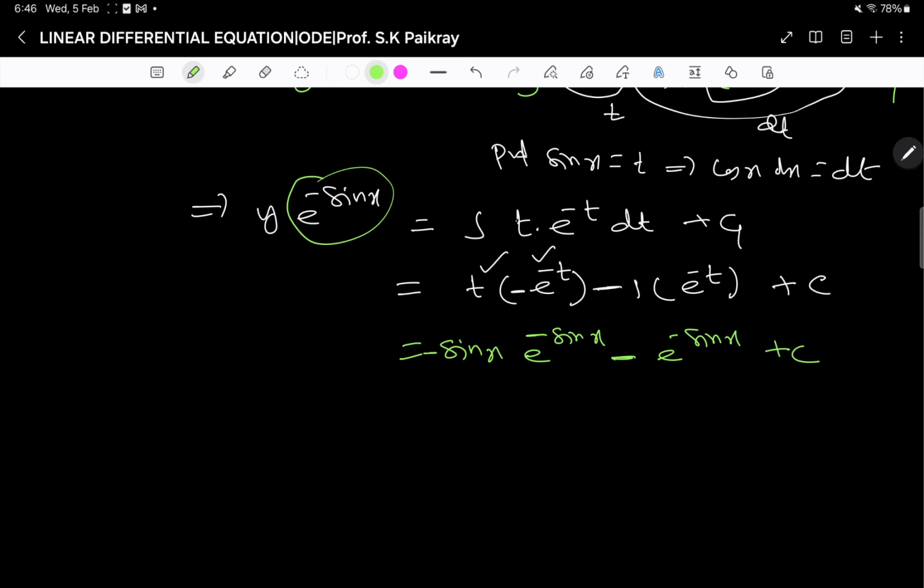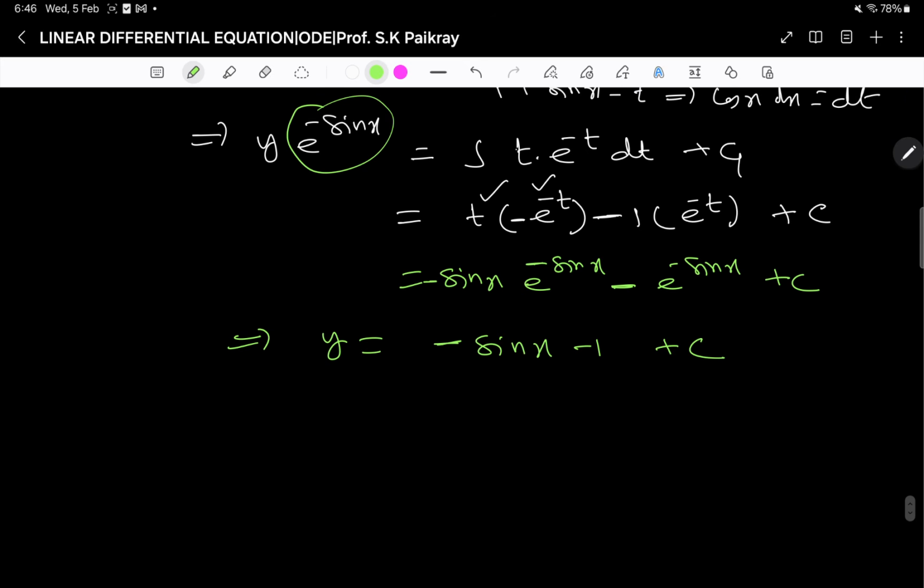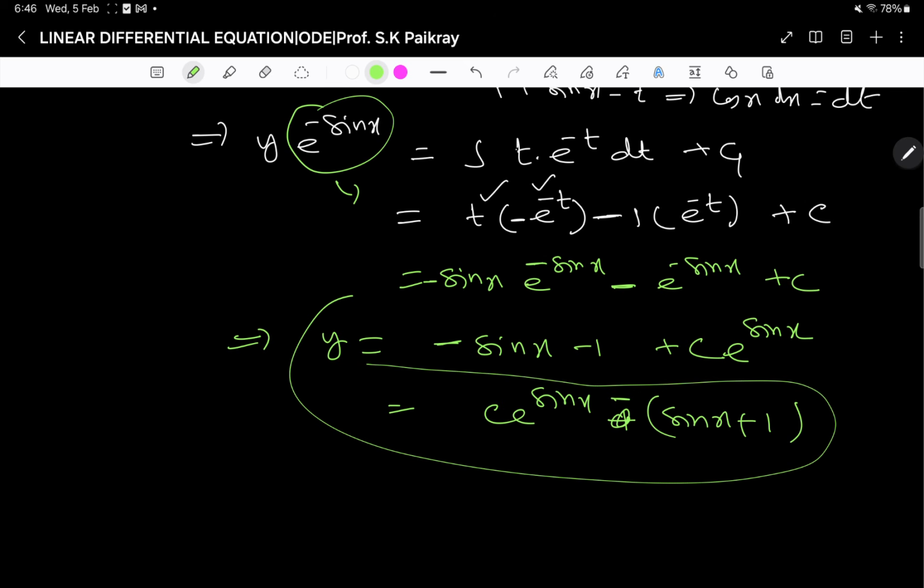Now this is divided throughout, so that means y is equal to here minus sin x, and it is minus 1 plus c. Okay, see, and this is also multiplied here, e to the power sin x. So this is equal to c e to the power sin x minus sin x minus 1. So this is your answer.